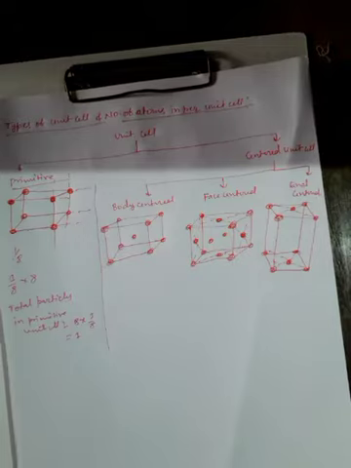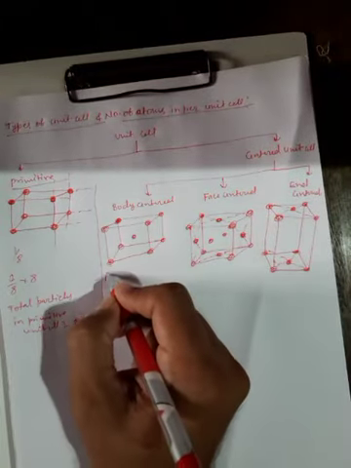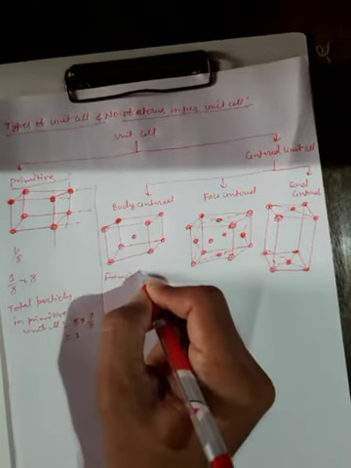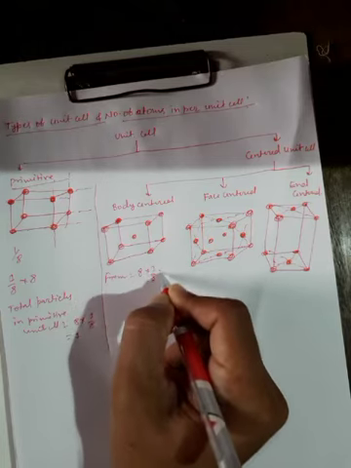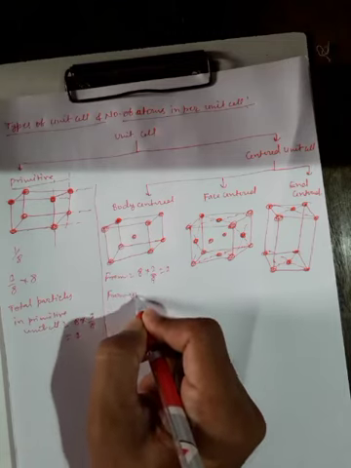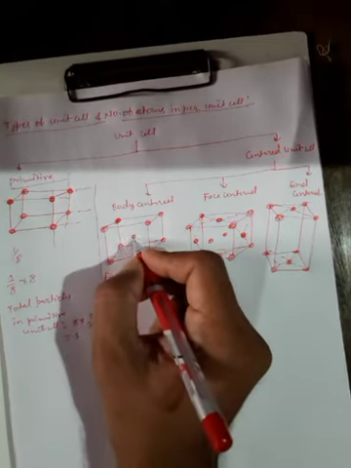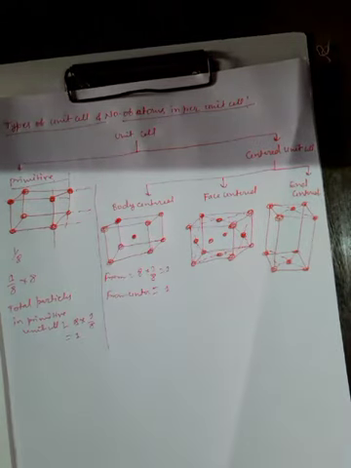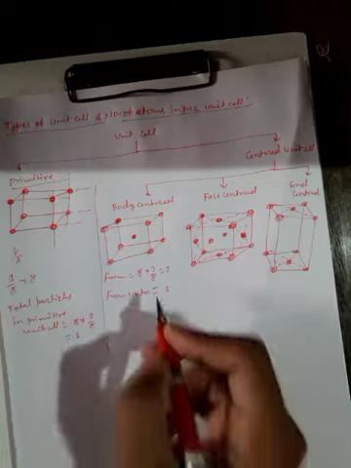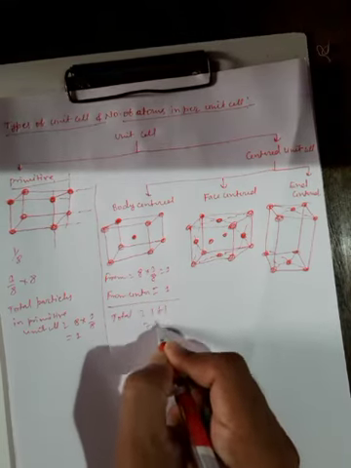In the body centered unit cell, the contribution of constituent particles from the corners will become 8 into 1/8, that is 1. From the center, the contribution will become 1, because the particle present at the center contributes completely to that unit cell. So the total contribution will become 1 plus 1, that is 2.